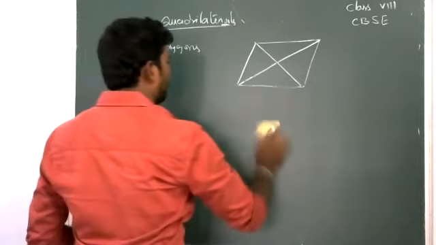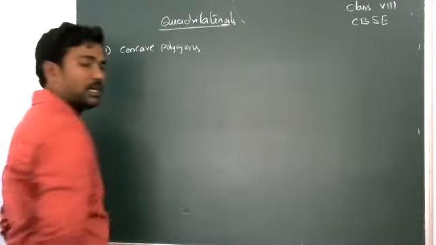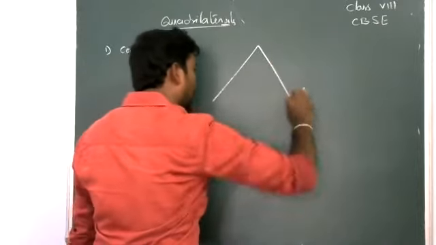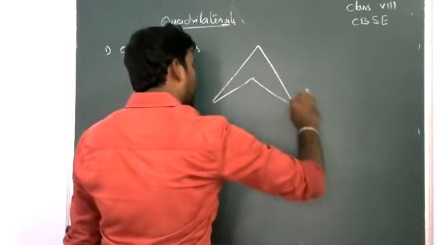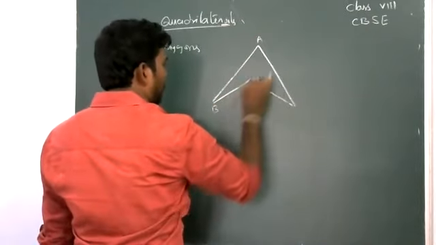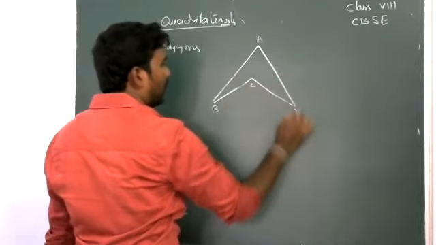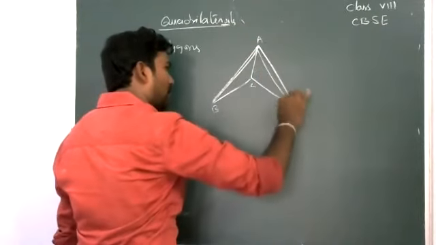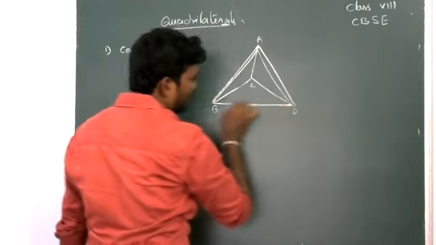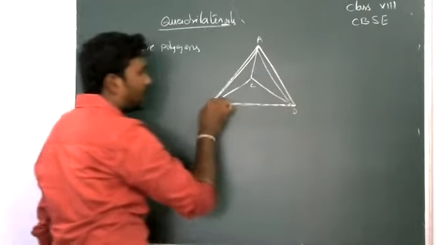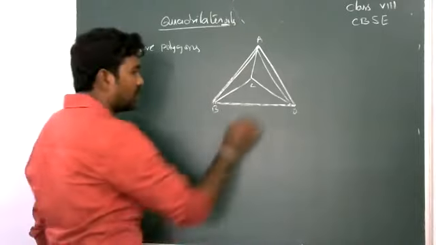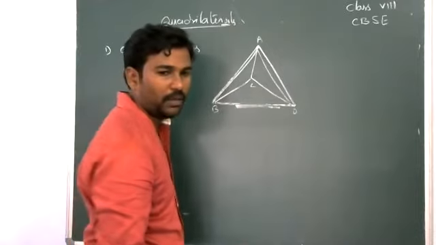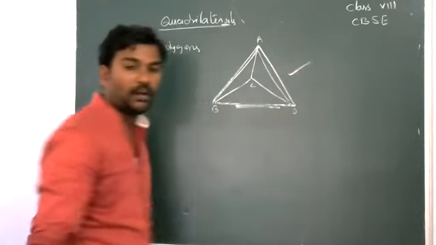Concave polygons. Suppose same problem: you join all the diagonals. Suppose you take an arrowhead, no problem. So ABCD is a polygon. Here you can join all the diagonals. This is one diagonal, this is the second, this is the third, and this is the fourth. Here you can observe this diagonal, that means BC, is exterior of the polygon. Then this polygon is called a concave polygon.